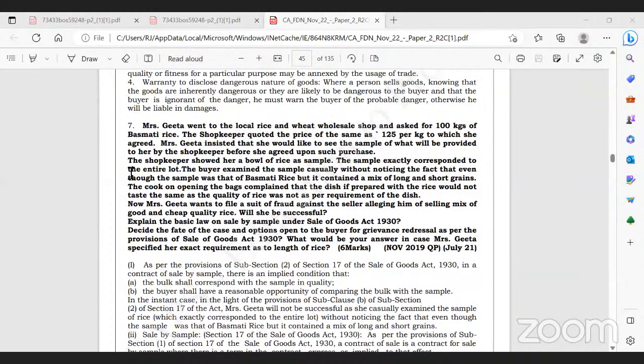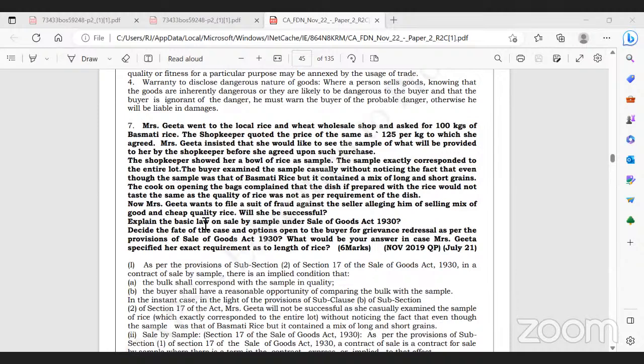The sample exactly corresponded to the entire lot. The buyer examined the sample casually without noticing the fact that even though the sample was that of basmati rice, it contained a mix of long and short grains. The cook, on opening the bags, complained that the dish, if prepared with the rice, would not taste the same as the quality of rice was not as per requirement of the dish. Now, Mrs. Geeta wants to file a suit of fraud against the seller, alleging him of selling a mix of good and cheap quality rice. Will she be successful?